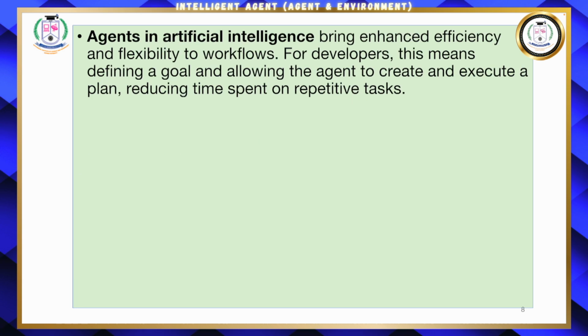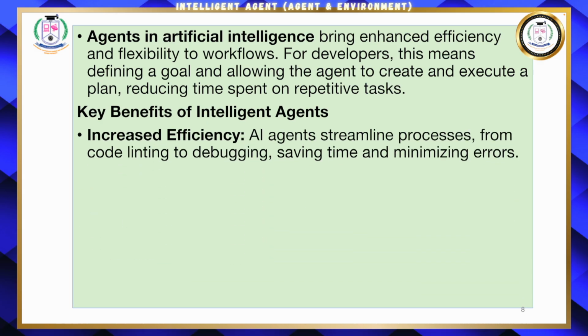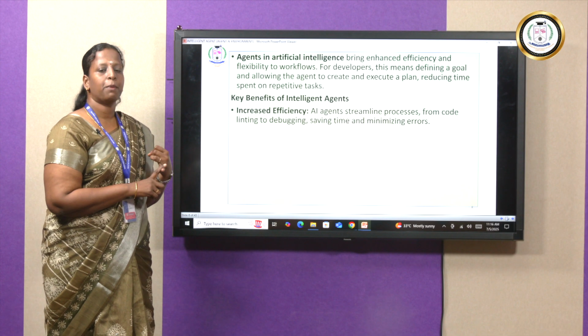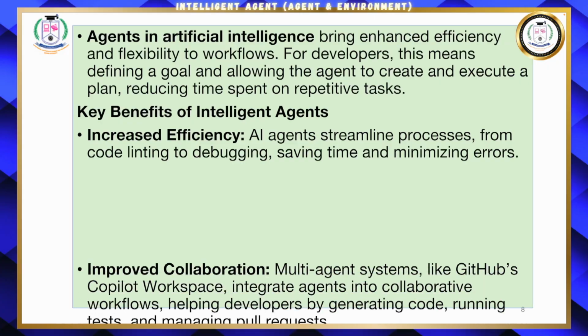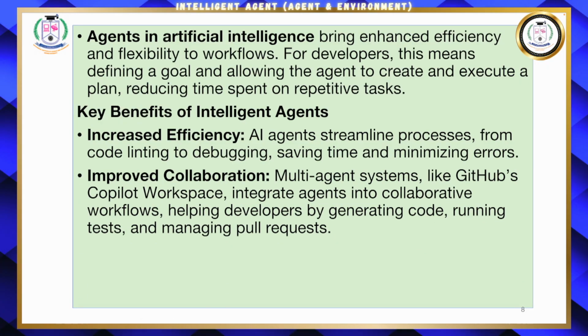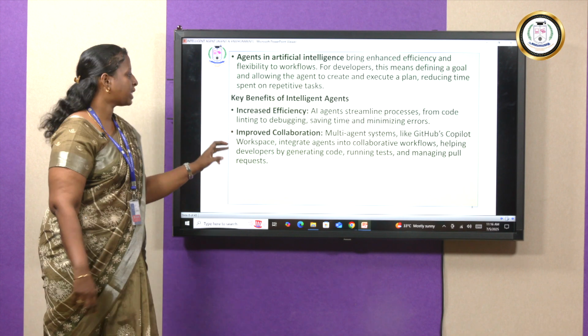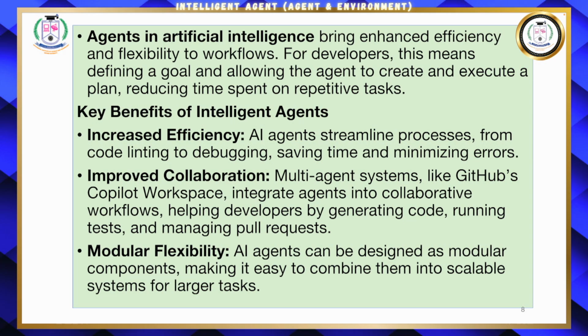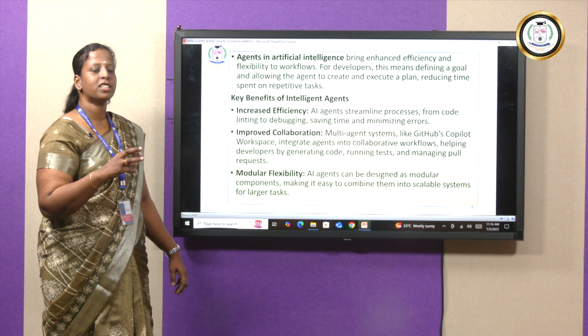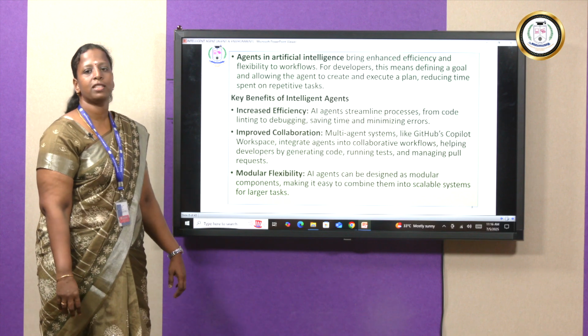Next we will see the advantages of agents in artificial intelligence, in other words the key benefits of intelligent agents. The efficiency of your agent can be improved, in the sense that time can be reduced and errors minimized. Next, improved collaboration: with multi-agents, collaboration can save your time. And next, flexibility: if our system is a larger one, then by implementing an AI agent system, flexibility plays a major role.